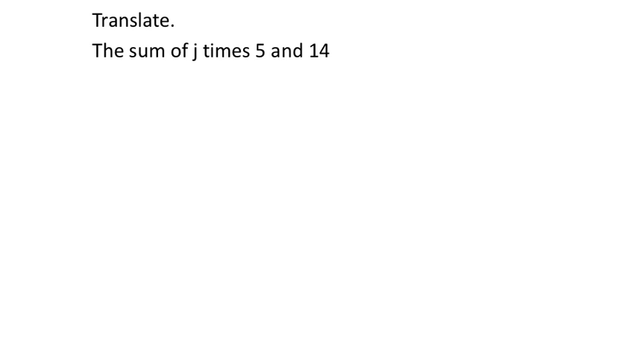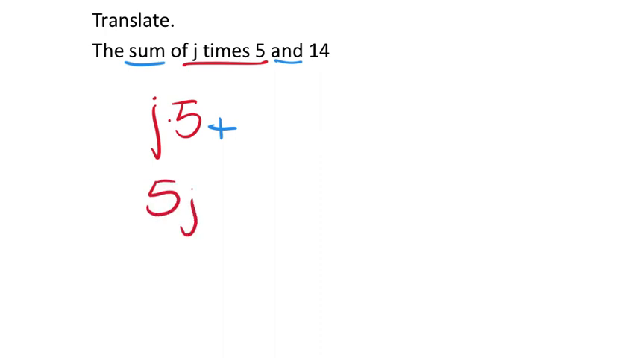Now, this one's a little different. How about the sum? So I'm going to start there. Let's take the sum. That's an addition. Now, it says it's the sum of something and something else. So that's where we're going to split the two values that we're going to be summing or adding. The first part is j times 5. So I'm going to take a j and then multiply it by 5. Since I'm a math nerd, I like to see it as a 5j, but technically it doesn't matter.